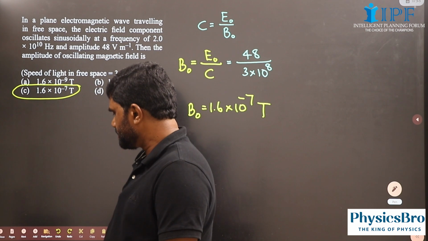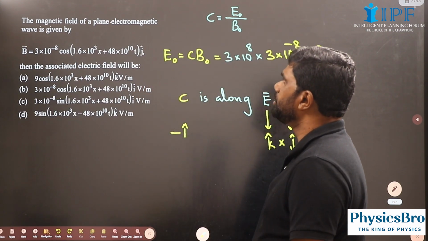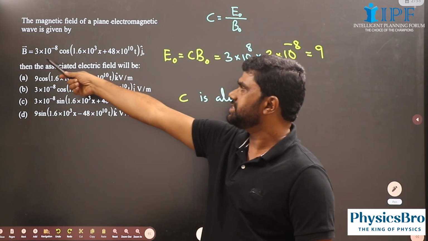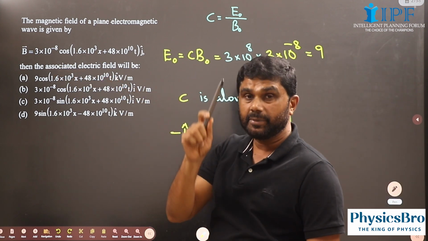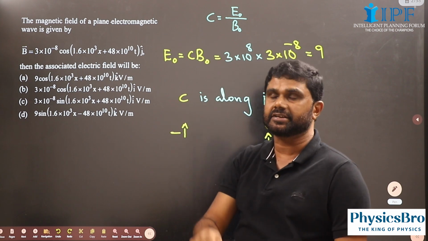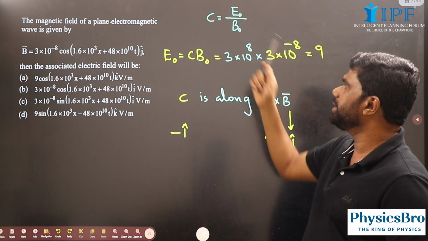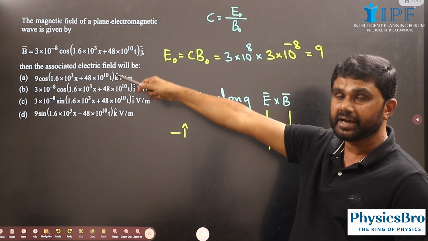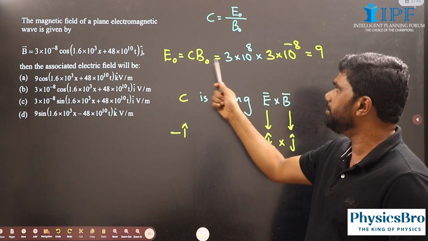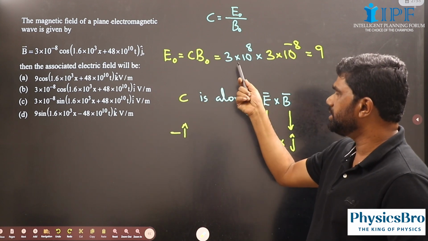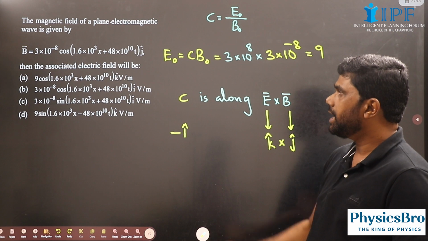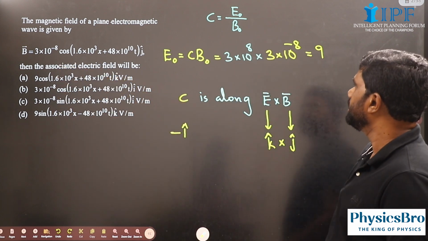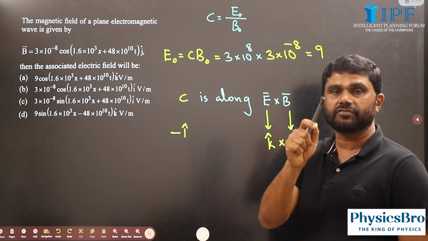Now let's see what we have next. The magnetic field of a plane electromagnetic wave is given by the expression, and this is the amplitude of the magnetic field. The amplitudes of the electric and magnetic fields are related such that C equals E0 by B0. The amplitude of the magnetic field is given, so we can easily find the amplitude of the electric field: E0 equals C B0. C is the speed of light in vacuum, that is 3 × 10^8, and B0 we get from the expression, that is 3 × 10^-8. So we get 9 as the amplitude of the electric field intensity.